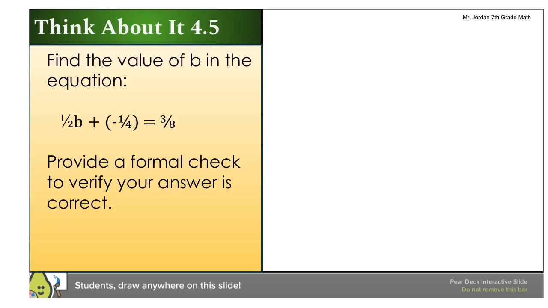In lesson 4.5, think about it. You have to find the value of b in the equation 1/2 b plus negative 1/4 equals 3/8. First thing I notice is that there are a lot of fractions. And so this whole lesson is going to be a lot about adding and subtracting fractions and converting fractions. So even though I'm sure you understand the basics of how to solve for b, this question is going to test your knowledge on fractions.